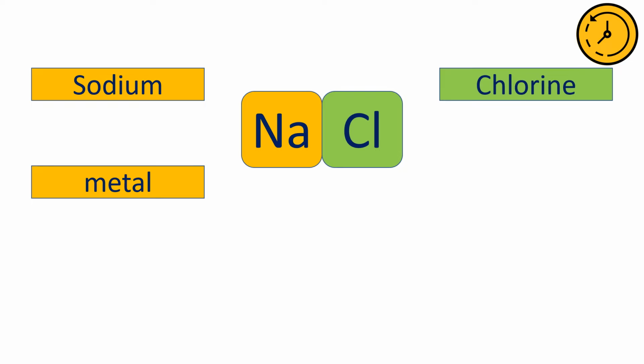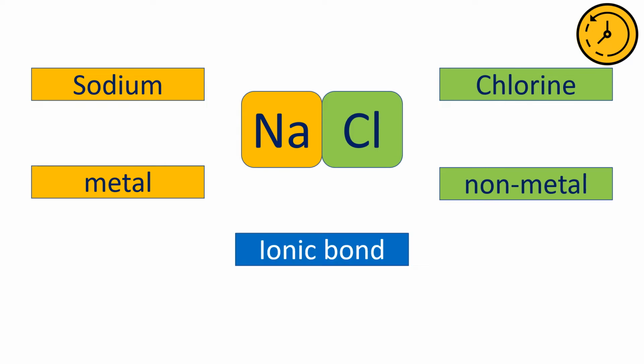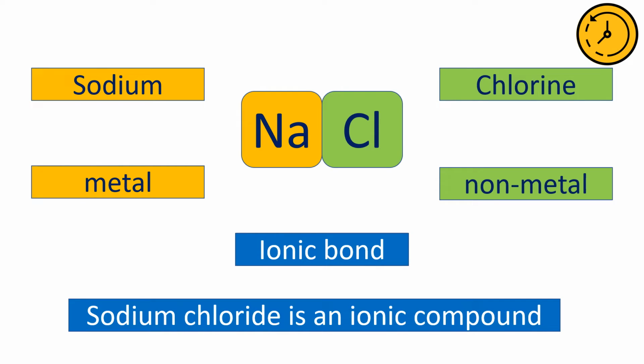And hopefully you'd recognise that chlorine is a non-metal. It's right at the zigzag line. And hopefully you would recognise that a compound that has a metal and a non-metal is ionic. So it's an ionic bond holding them together, and sodium chloride is therefore an ionic compound.